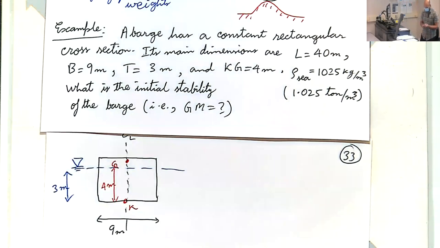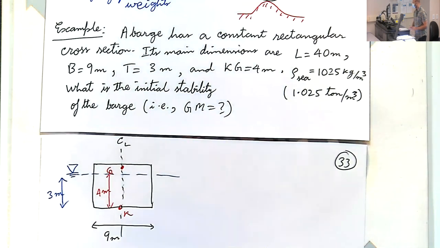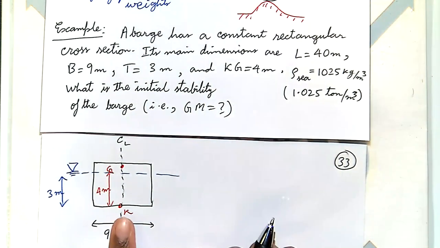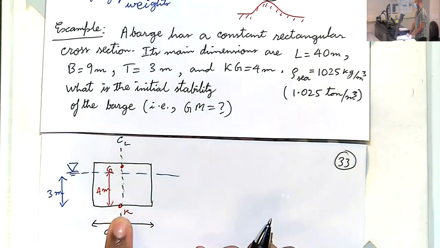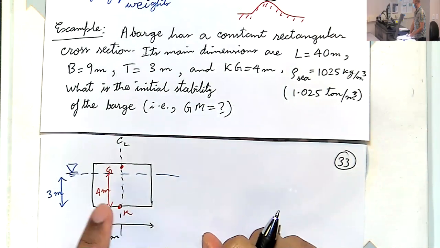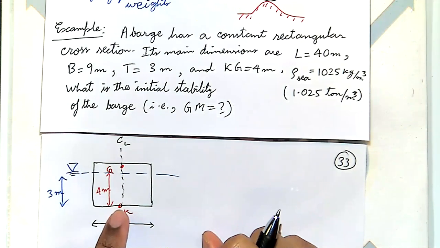All right. So without doing any mathematics, can you tell me where the center of buoyancy for this guy is? It's along that center line. All right, it's along the center line. And can you give me the exact value of KB? 1.5 meters. Okay, and why do you say 1.5? It's the center of the submerged volume.